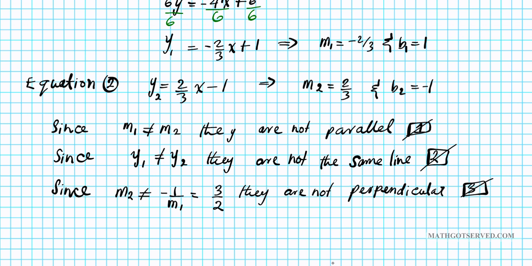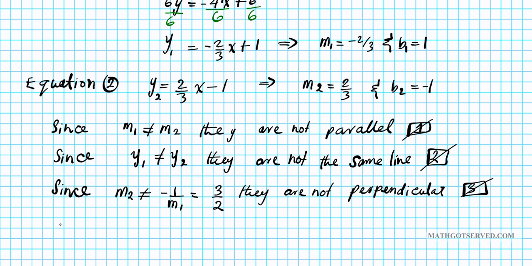And we clearly see that that's the answer, right? Because first of all, they're not parallel since the slopes are different. That means they're intersecting. They're not the same, so we don't have infinite intersection. We just have one intersection at a point. And they're not intersecting at 90 degrees because M2 is not the negative reciprocal of M1.